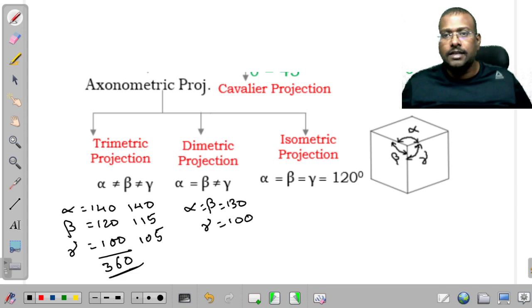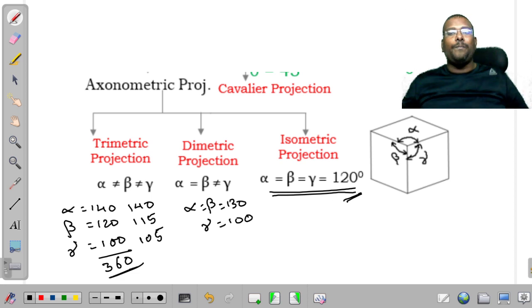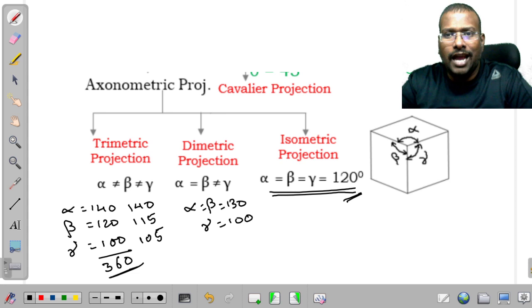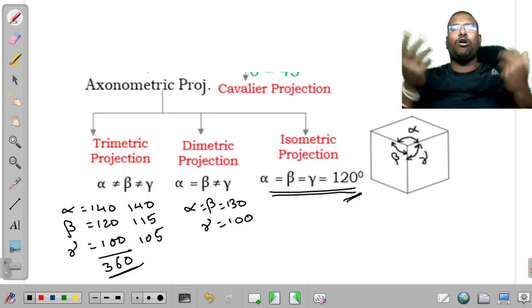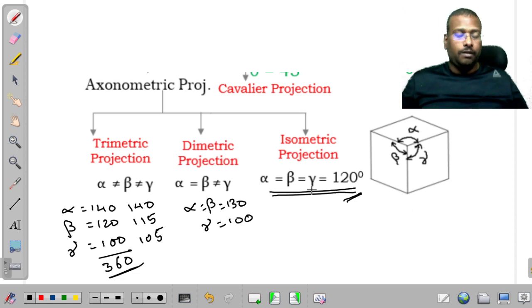What about the third case, sir? That is most important, and most of the time we are going to be familiar with this in engineering drawing. If alpha is equal to beta is equal to gamma, there is only one option: 360 by 3 is 120. Then it is called isometric projection. Most important: in isometric projection, the angle between the axes will be 120 degrees. But for dimetric and trimetric, any combination is possible. That is why only isometric is in our syllabus.